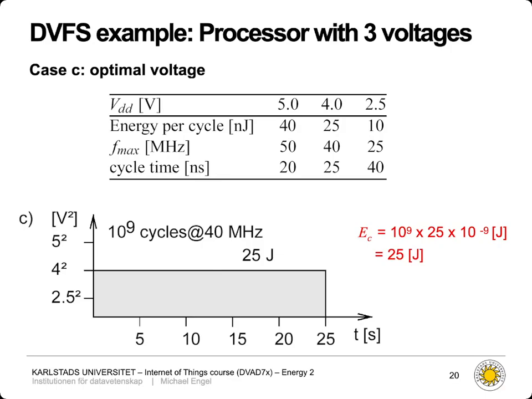We still have a billion cycles to execute, and if we can execute these at 40 megahertz, then we only use 25 joules of energy, and this is compared to 32.5 or 40 joules which we've seen in the previous slides. So if we can switch voltages dynamically at runtime, and we have different voltages to choose from, and we know these relations between energy consumption, speed, and essentially the frequency, then we can use an optimal, well, we can say working point for the processor to execute code exactly as fast as required, and then save as much energy as possible.